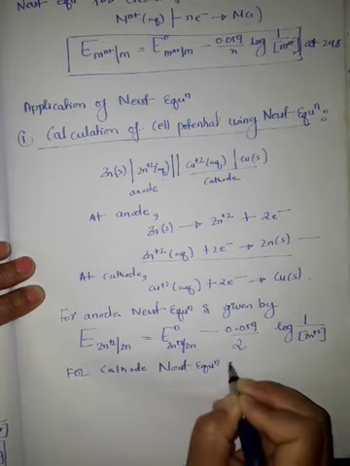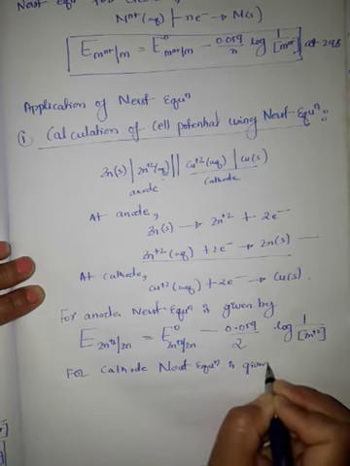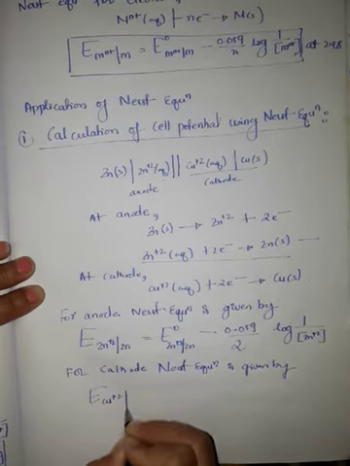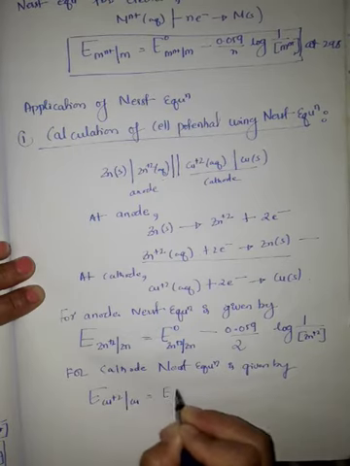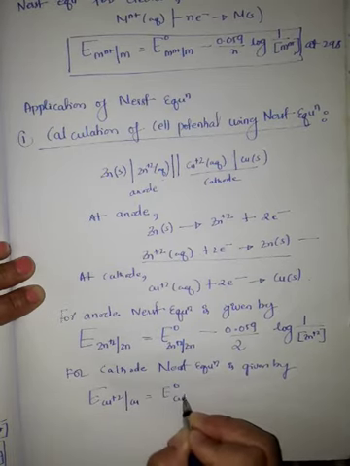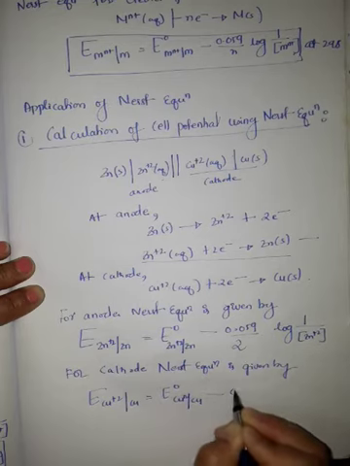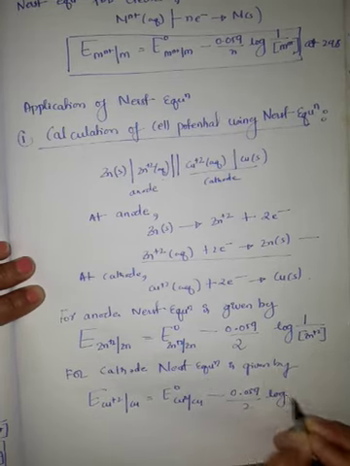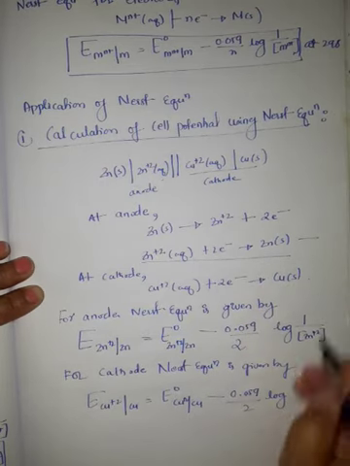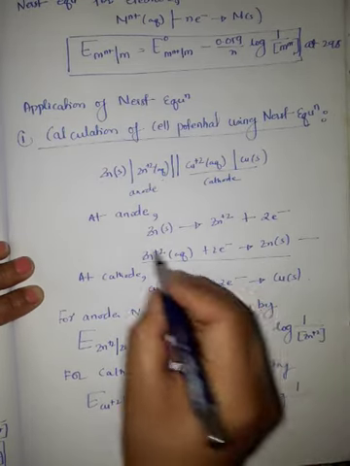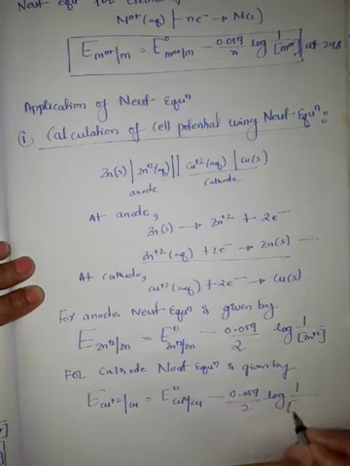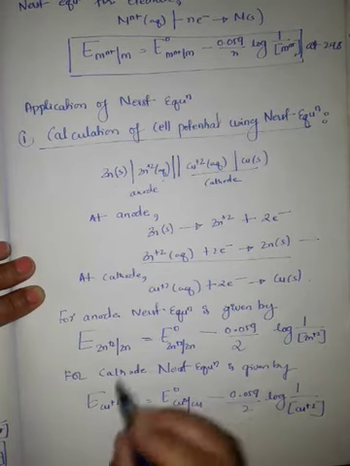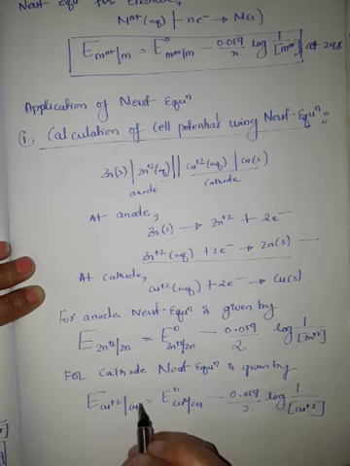The electrode potential of the cathode is given by E cathode equal to standard electrode potential minus 0.059 divided by 2 log of 1 divided by the ion concentration. The ion in the electrolyte is copper. Now what is your cell potential?